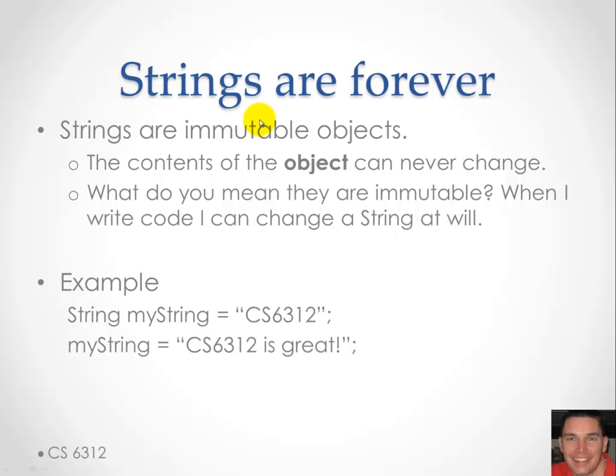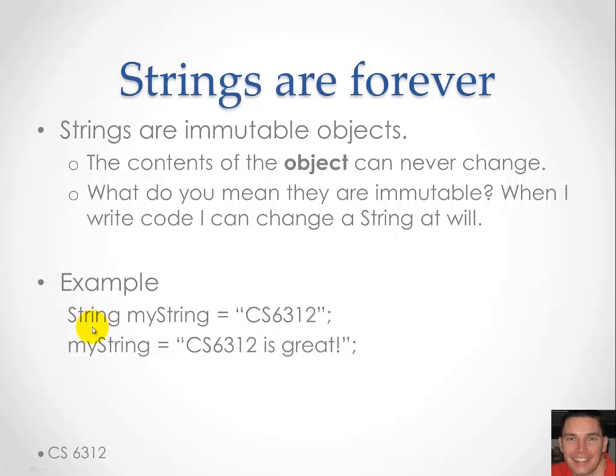Now, strings are like diamonds, they're forever. We refer to them as immutable objects. That means when you create a string object, that object can never change. You cannot go in there and change the contents of that object. I realize this may raise a question: what do you mean they're immutable? When I write code, I can change a string whenever I want. So I say String myString equals "CS6312", and now I say myString equals "CS6312 is great". I changed it, because now when I print out myString, it has "CS6312 is great."